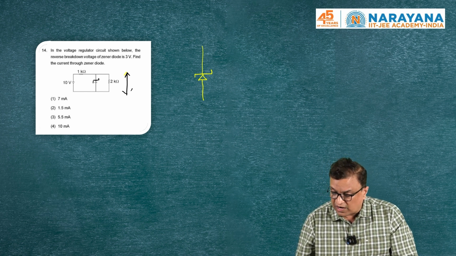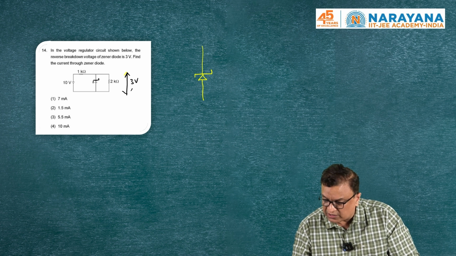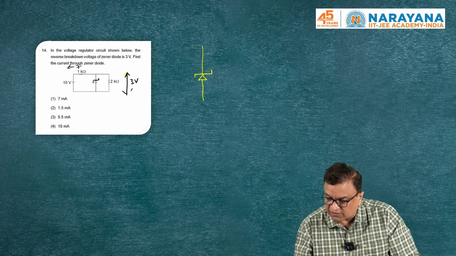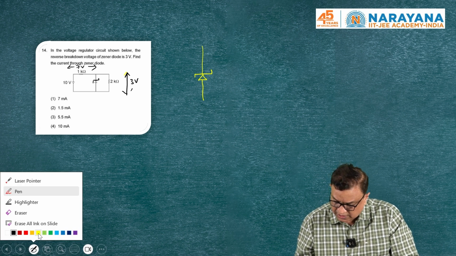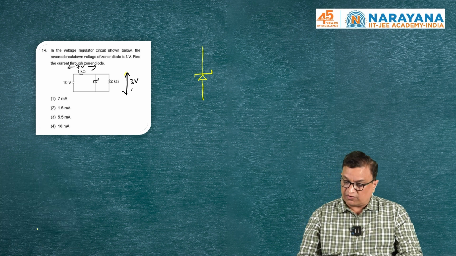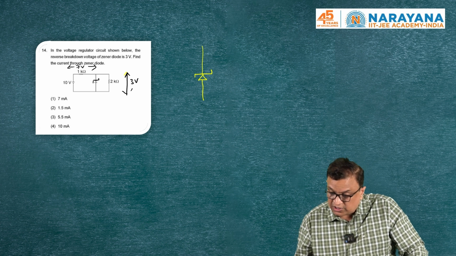So therefore, what will happen is across this, now it will be 3 volt. So across this, it will be 7 volt. So what is going to happen? Tell me. Here, you will have a situation where you find the current through the Zener diode.